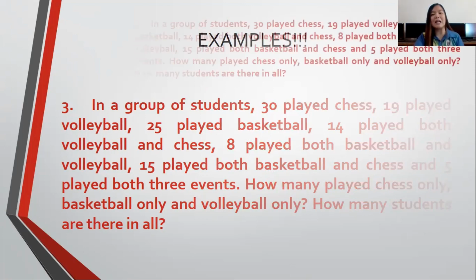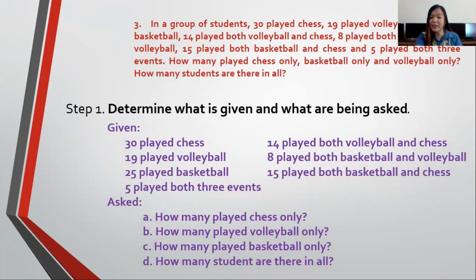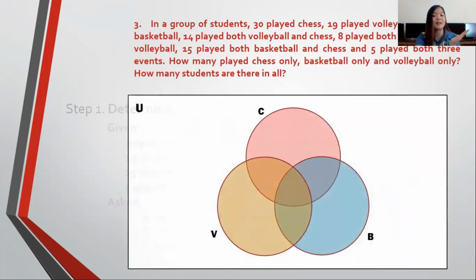Okay, so titignan natin kung paano po isolve. So, determine what is given and what are being asked. So, nandyan na yung given at asked. Basahin nyo na lang, kasi madami-dami yan. Now, this is my solution. Titignan ko muna kung saan dito yung both. By the way, since there are 3 sets involved, the chess, volleyball, and basketball, 3 circles ang ginamit ko. So dito, this is the intersection of chess, volleyball, and basketball.